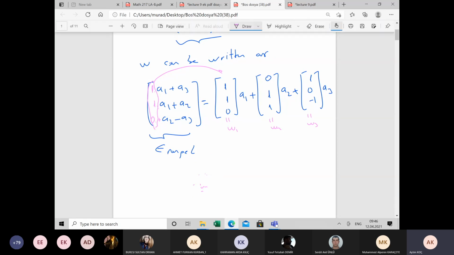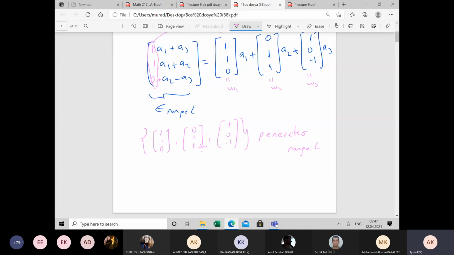Using this set, 1 1 0, 0 1 1, and also 1 0 minus 1, it generates the range of L. Our aim is to find the basis, and to be a basis, it should be linearly independent. This set is not linearly independent.